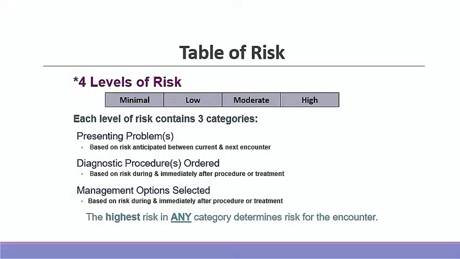The highest risk in any category is the overall risk for the encounter. So let's say that the patient's presenting problem falls under a low level of risk, but the management option selected falls under the moderate risk. The management option would trump the presenting problem, and the risk for the encounter would be assigned as moderate.